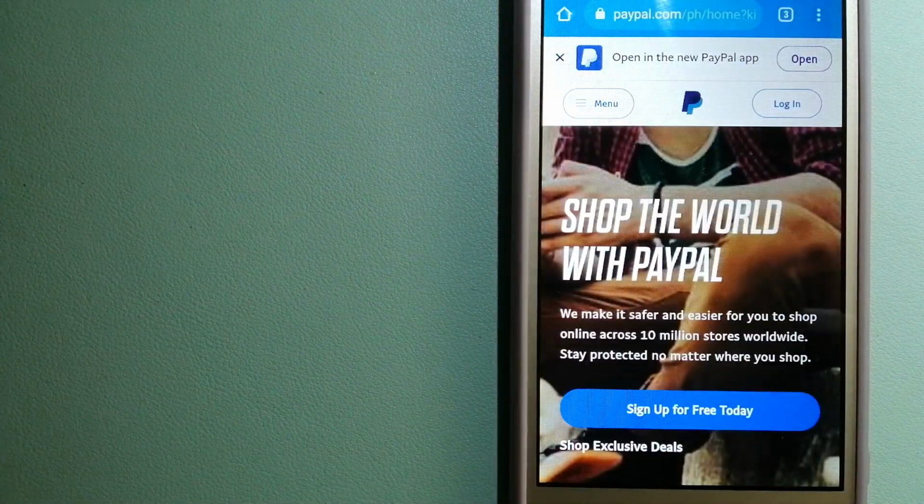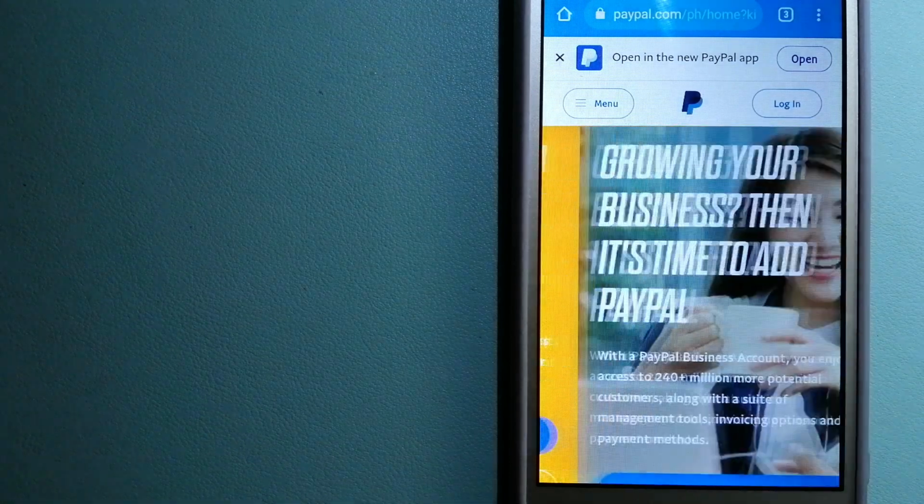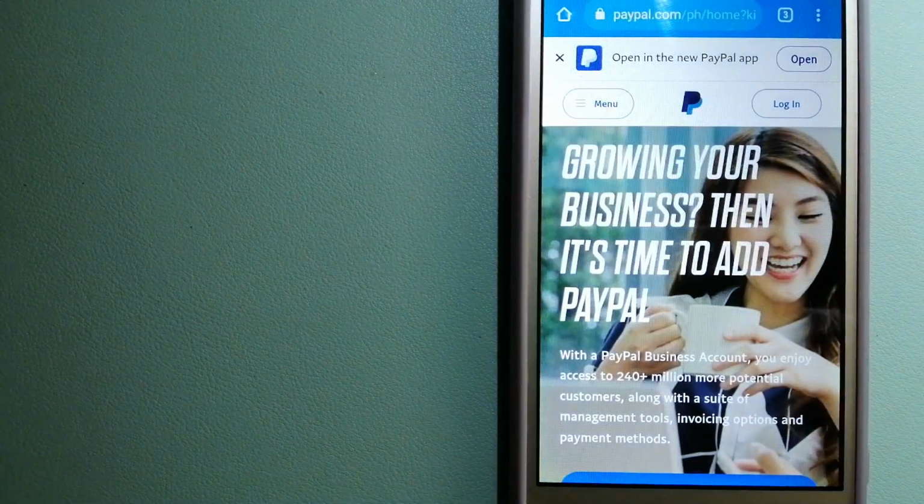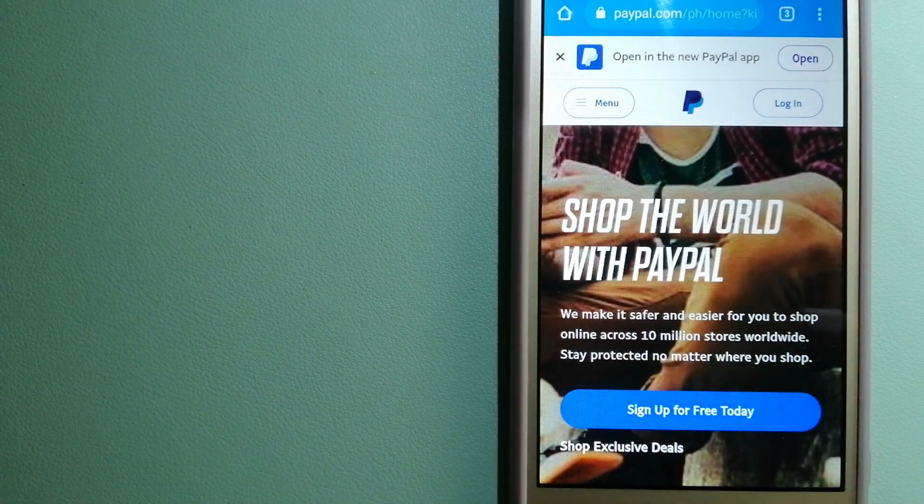PayPal serves as a middleman between your bank and merchants and keeps your payment information secure. You can also use PayPal to securely send money to your friends and your family as well as to receive money from people.